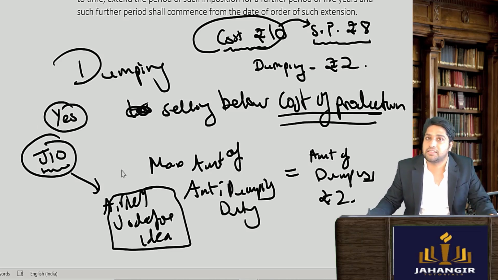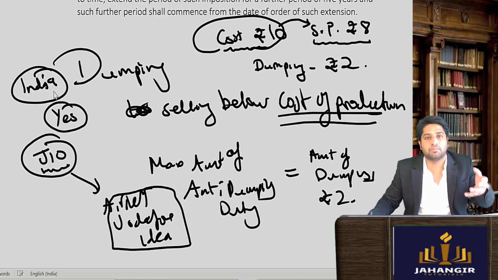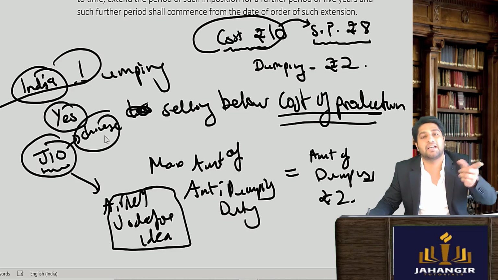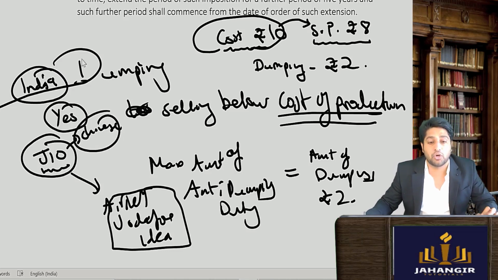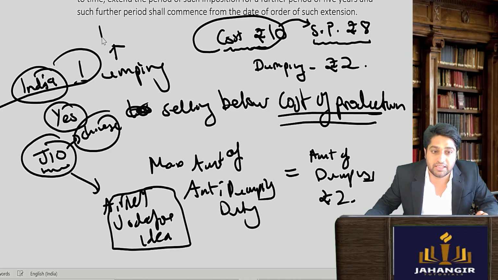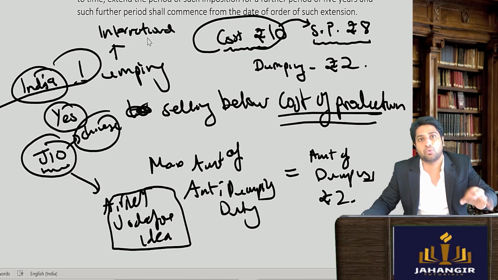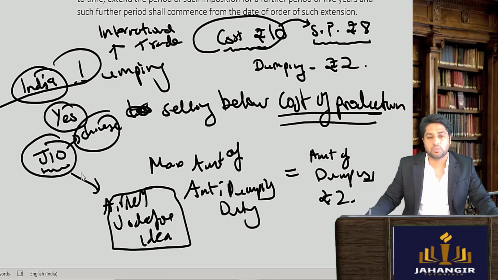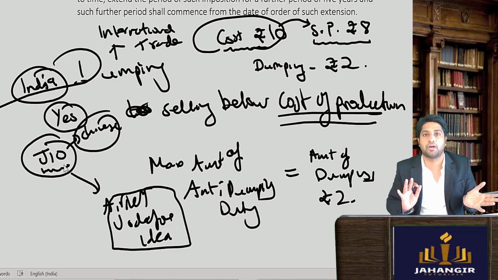Because both are Indian parties, and this is an internal matter, it is within India. But if Jio were a Chinese company, then anti-dumping duty would be levied. So dumping and anti-dumping apply in international trade, not within the nation. The Customs Act only applies when borders are being crossed. This was a domestic matter, so we cannot levy the Customs Act because nothing is being imported or exported.